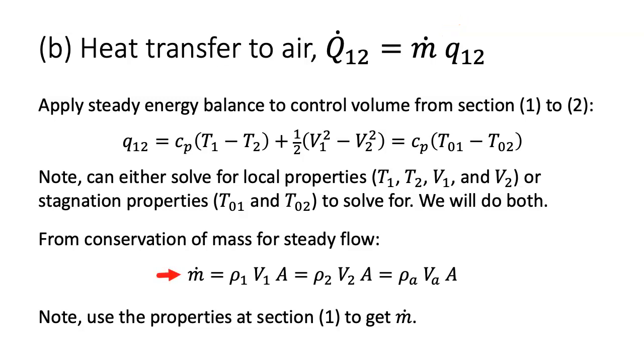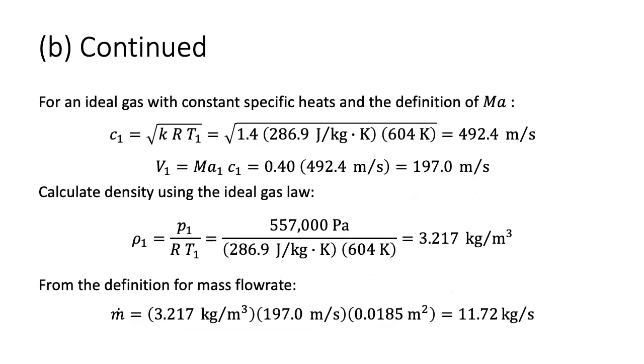By conservation of mass for steady flow, the mass flow rate can be calculated at section 1, 2, or A. We will perform this calculation at section 1. We begin by calculating the speed of sound for an ideal gas with constant specific heats to be 492 meters per second at section 1. For our Mach number of 0.4 at section 1, this corresponds to a local velocity of 197 meters per second.